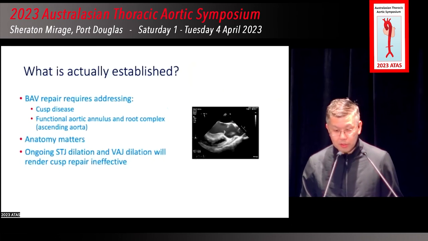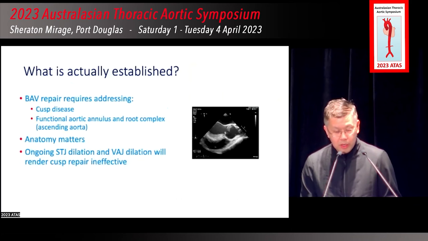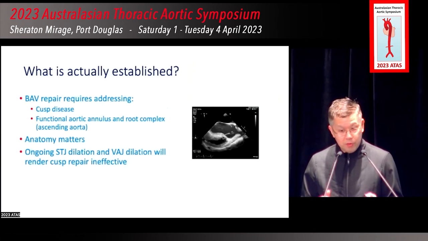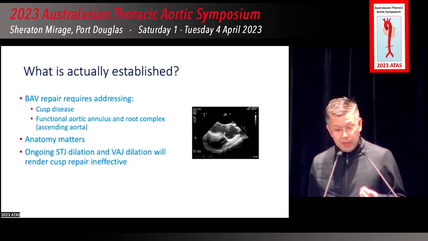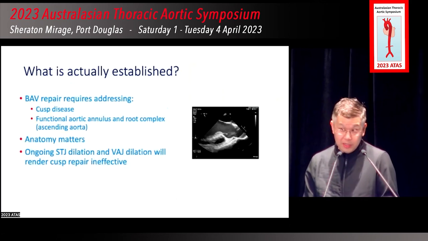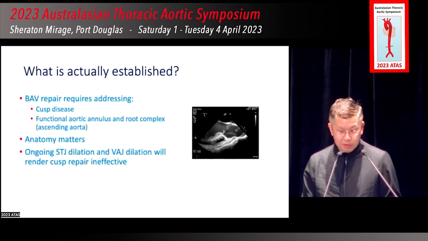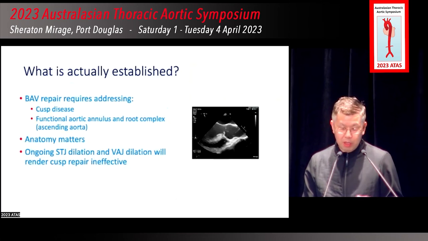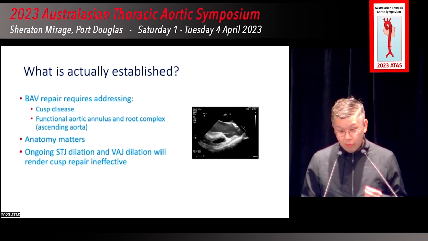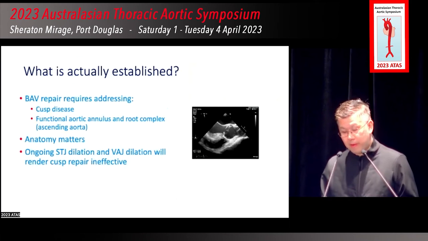So what do we really know here? Well, we know that BAV repair requires addressing 2 things: cusp disease and the functional aortic annulus and root complex, sometimes just the ascending aorta alone. Anatomy matters, and leaving the patient with ongoing STJ dilation and VAJ dilation will render any isolated cusp repair ineffective.